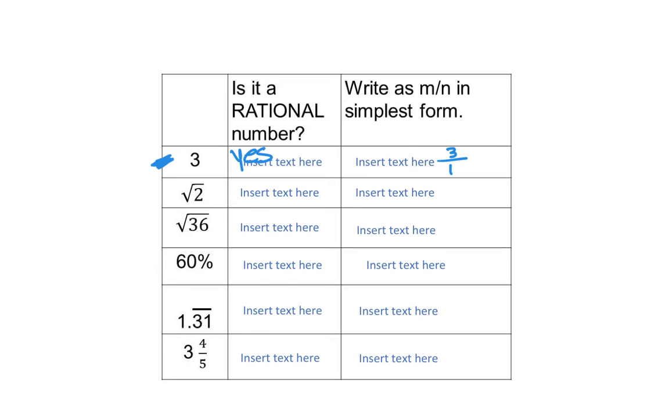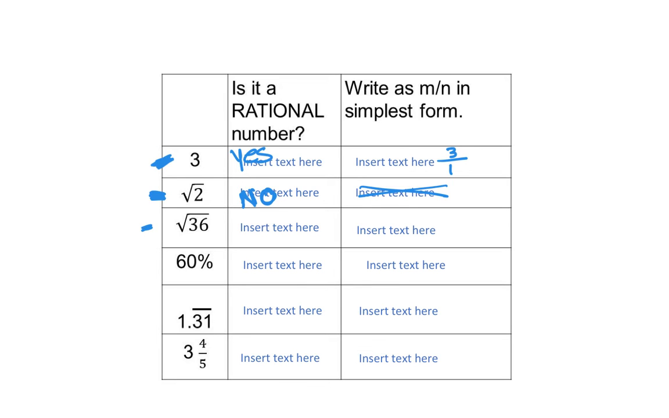Square root of 2, that does not simplify. 2 is not a perfect square, so no, it is not. You cannot write a square root of a non-perfect square as a fraction. So no, it's not a rational number.